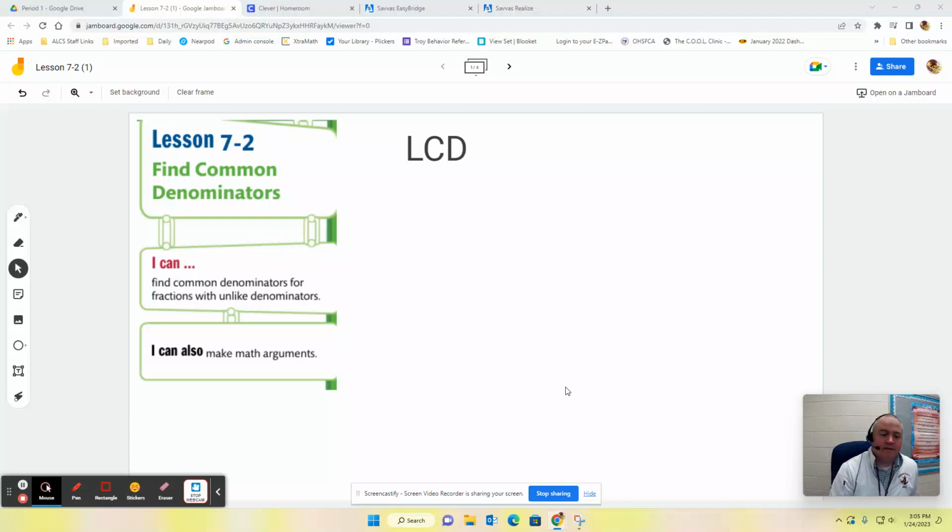Good morning, everybody. Again, this is Mr. Lowe. Today we are working on lesson 7.2. So get your notebooks out. You want to make sure you write down lesson 7.2. You put today's date down there, whatever date this is that you are working on.